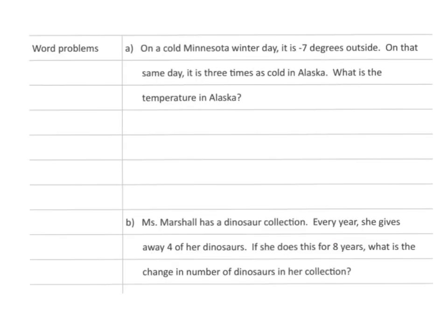We can do word problems the same way. On a cold Minnesota winter day, it is -7 degrees outside. On that same day, it is 3 times colder in Alaska. So 3 times that -7. 3 times 7 is 21. Positive times a negative is negative. So it is -21 degrees in Alaska.